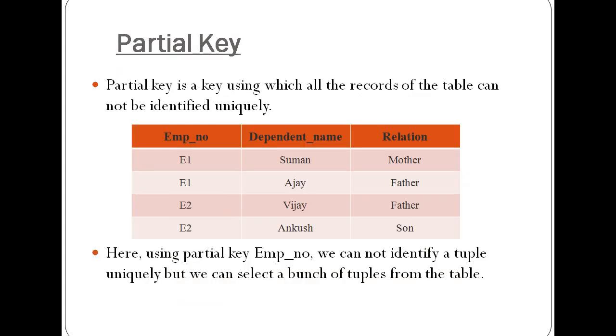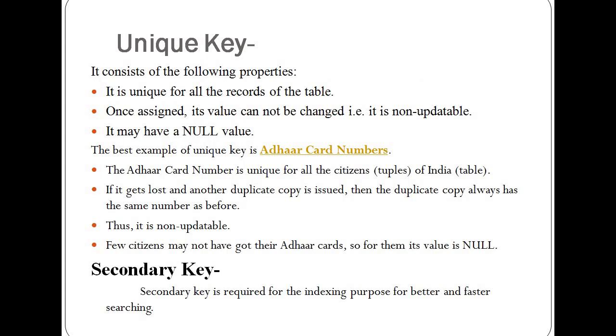And next, coming to the partial key. Here, partial key is using which all records of the table cannot be identified uniquely. Using the partial key employee number, we cannot identify a tuple uniquely, but we can select a bunch of tuples from the table. We can't identify uniquely.